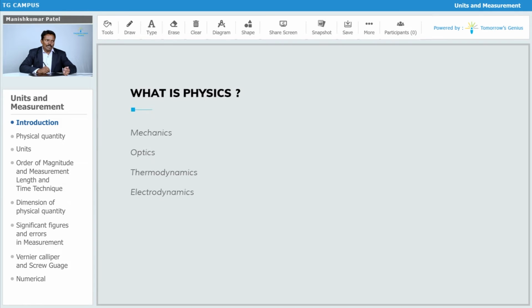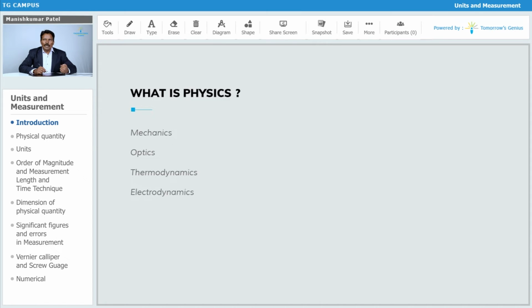When we talk about physics, broadly it is classified into various branches. Let's say mechanics, where we say that the object is in motion, so you have to study, when it is in motion, what its velocity and acceleration might be, and what distance is traveled by that object. That is nothing but mechanics.